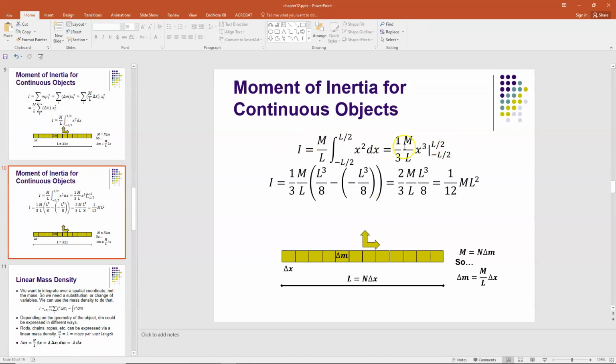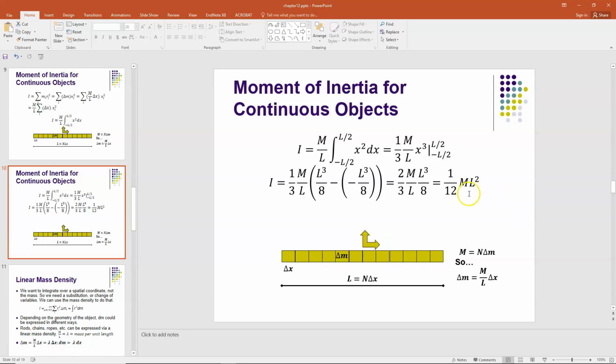Okay, so let's actually perform that integration. The integral of x squared dx is 1/3 x cubed evaluated at the limits. So that would be 1/3 times M over L times x cubed evaluated from minus L over 2 to plus L over 2. So plugging in for that, I have 1/3 M over L times L cubed over 8 minus minus L cubed over 8. And that would give me 2L cubed over 8 inside the brackets. Okay? So that means that I would end up with 2/3 M over L, L cubed over 8, and simplifying that expression, it would be 1/12 M L squared. Okay? So that is the moment of inertia for this continuous rod about its center, and that's how you'd find that sort of thing.